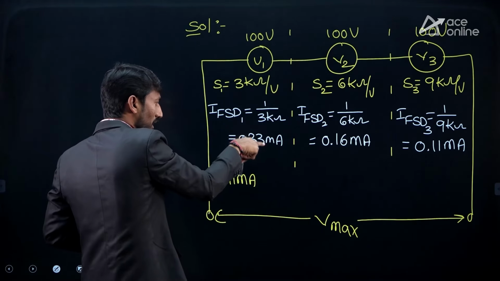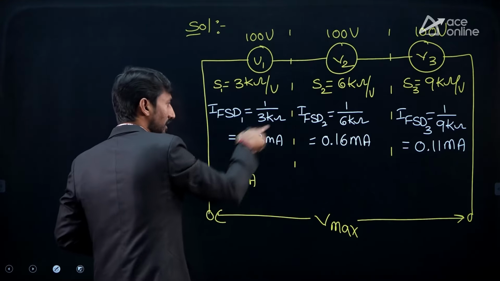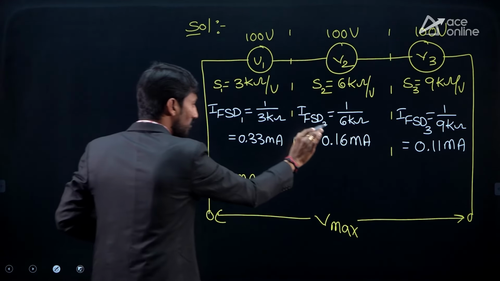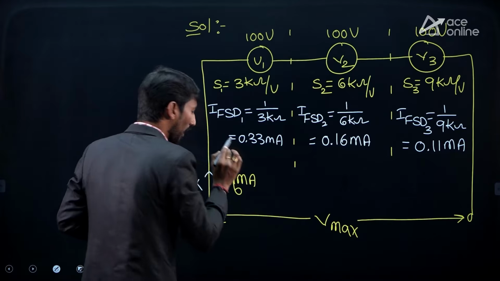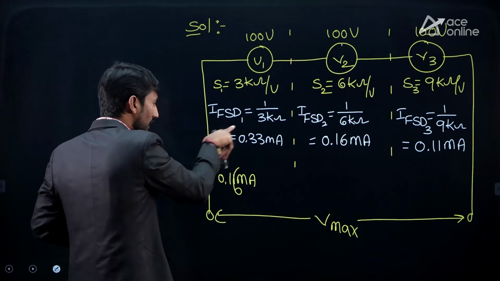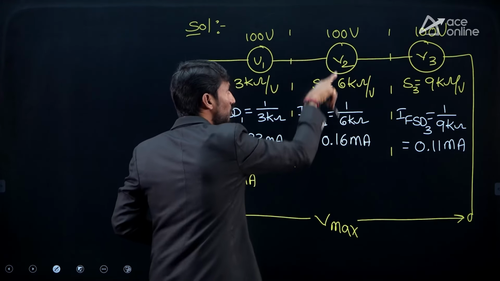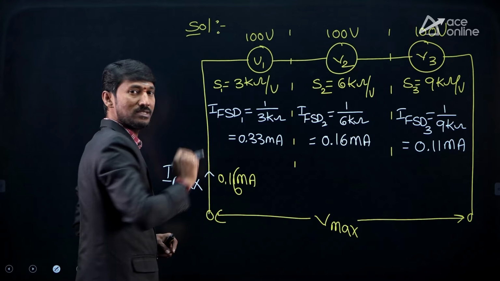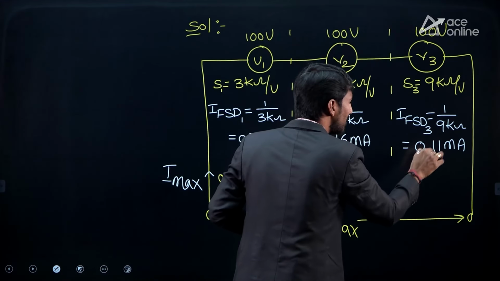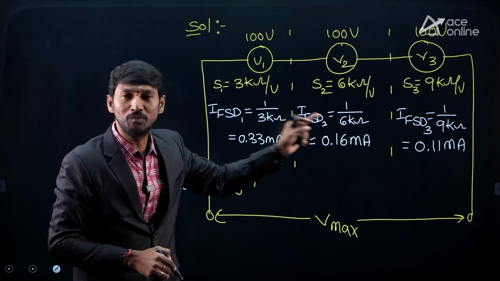It is having the capacity up to 0.33 milliampere, so it is safe. 0.16 milli means it is safe. 0.11 milli means all will be safe. But if I am sending 0.16 milliampere, for example, somehow I am sending, the one that allows up to 0.33 milli will be safe, and the one that allows up to 0.16 milli will be safe. But this allows up to 0.11 milli because it is a full scale deflection, the full scale capacity of that. That's why instrument 3 will be damaged.